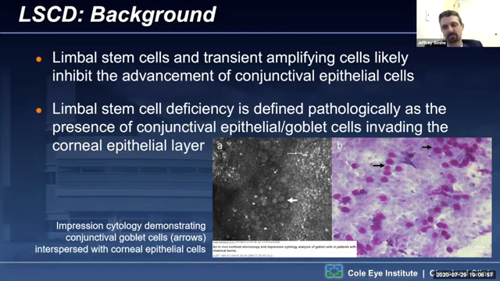So that pathophysiology involves essentially the limbal stem cell function to prevent the advancement of those conjunctival epithelial cells into the cornea. And the true pathologic definition of limbal stem cell deficiency is when those cells can no longer inhibit, and therefore the conjunctival epithelial cells begin to migrate into the cornea. And those epithelial and goblet cells can be found within or interspersed, or in some cases even replacing entirely the corneal epithelial layer, which provides its characteristic clinical appearance.